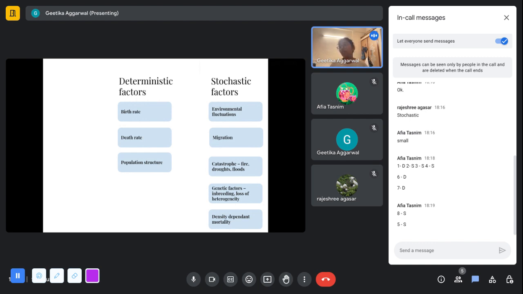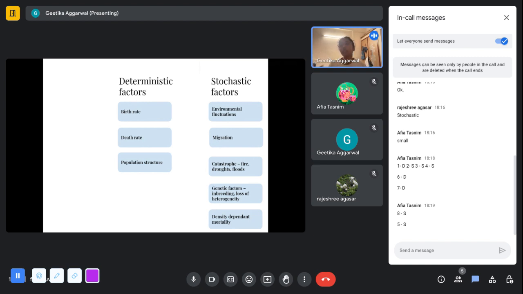So birth rate, death rate, and population structure, these come under deterministic because you can actually go out and measure these, and then you can predict what is going to happen to the birth rate or the death rate of this particular species or population. Because the birth rate and the death rate are going to be mostly controlled by the current population size. How many adults do you have? How many individuals have attained sexual maturity? How many females are there? And what is, on average, the clutch size or the brood size that they're having? So these factors you can determine and you can also predict them.